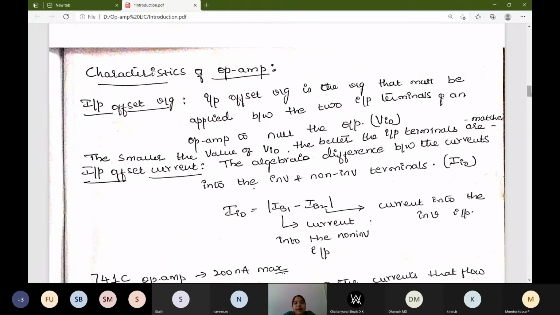Op-amp has some ideal characteristics and some practical characteristics. Ideally we want the op-amp to have different values, but practically when we use the op-amp, we don't get those values, because this op-amp has many transistors inside, and these transistors will have some voltage without any input. When you do it practically, you'll understand. The first characteristic is input offset voltage. It is the voltage that must be applied between the two input terminals of an op-amp to null the output.